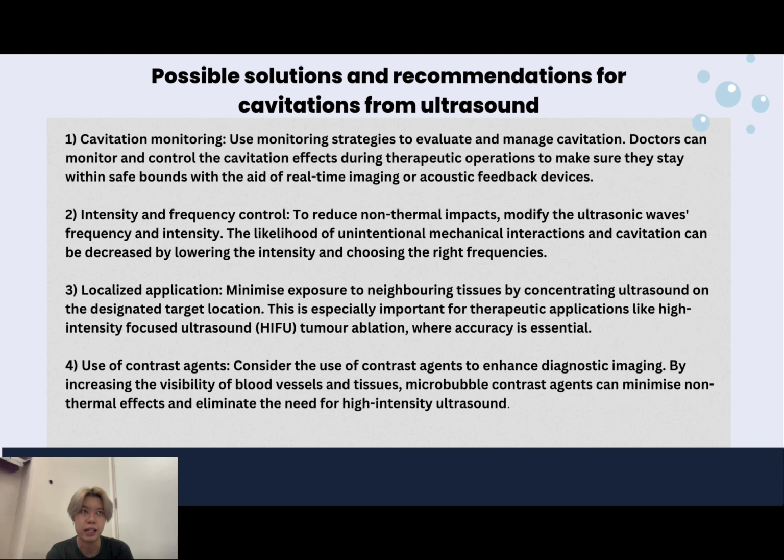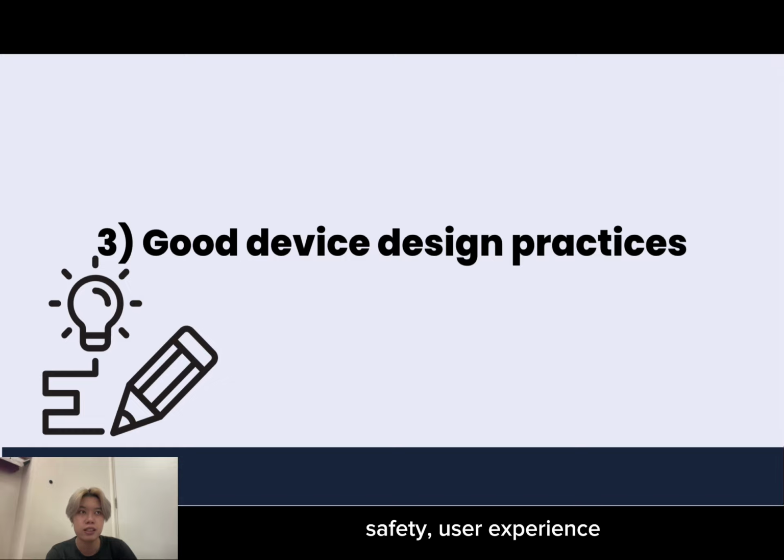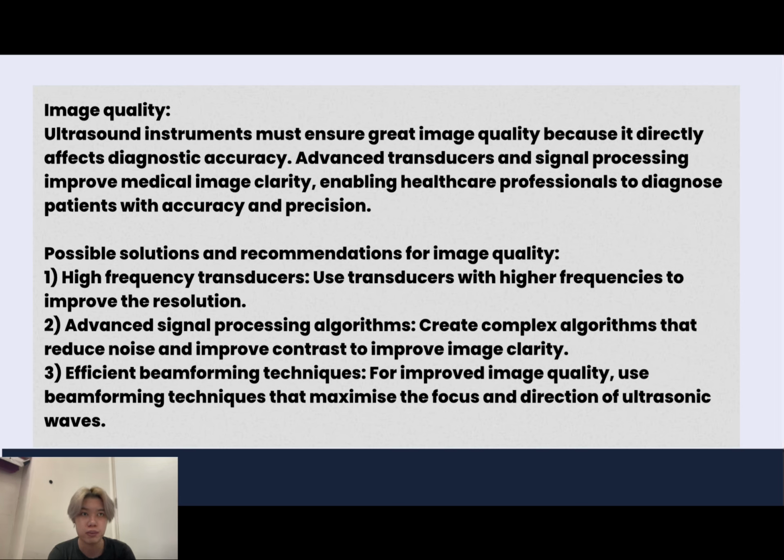When designing ultrasound equipment, functionality, safety, user experience, and image quality are given top priority. The following are some good practices for ultrasonic machine design. Firstly is image quality. Ultrasound instruments must ensure great image quality because it directly affects diagnostic accuracy. Enhanced transducer and signal processing improve medical image clarity, enabling healthcare professionals to diagnose patients with accuracy and precision.